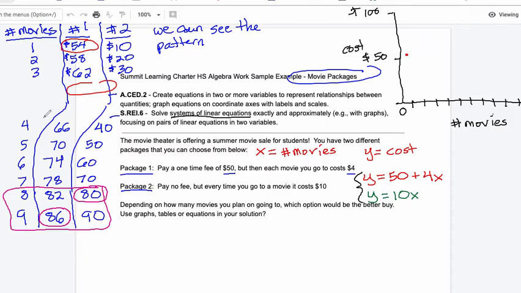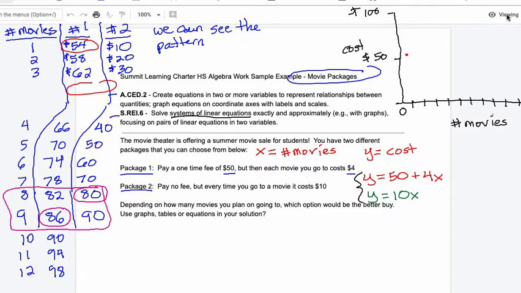But for option 1, let's go all the way to 12 movies. So if I went to 9, 10, 11, 12, I would keep adding 4. So 90, 94, 98. 12 movies would cost 98 bucks. So let's make that other dot. So 12 movies is going to cost me 98, which is just under 100.